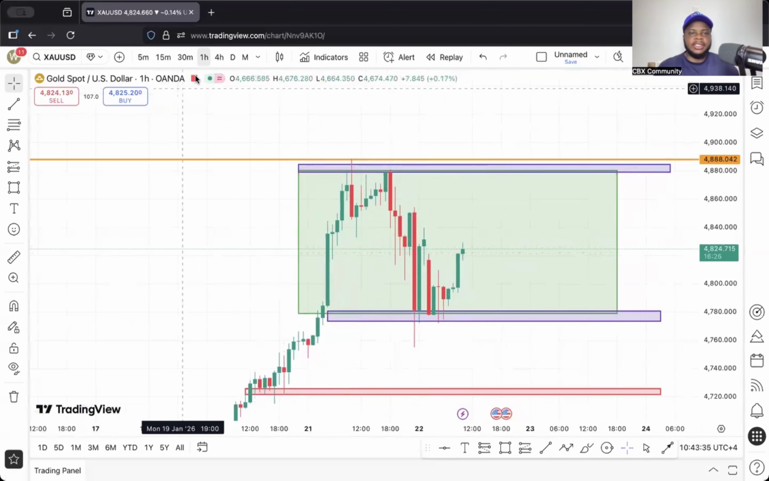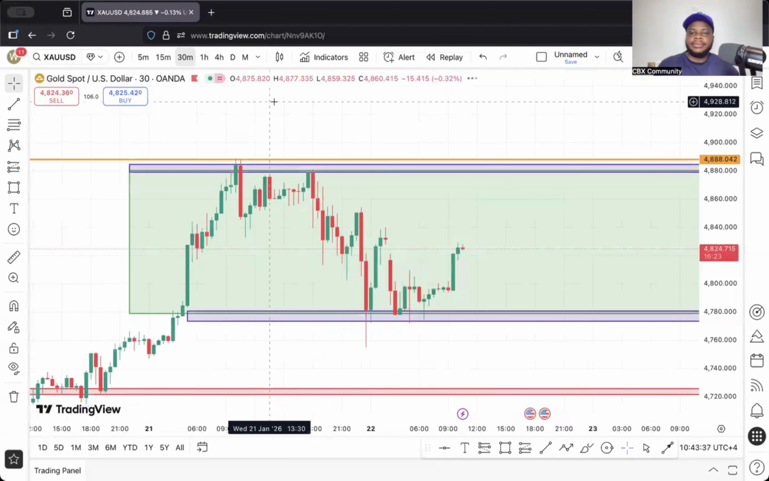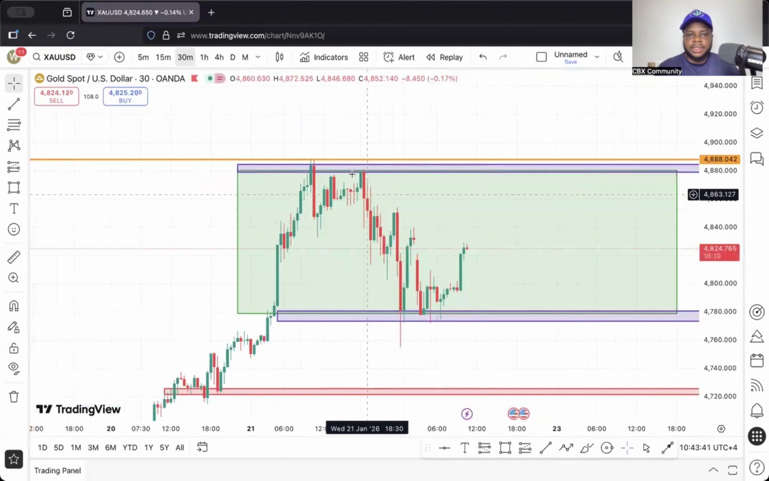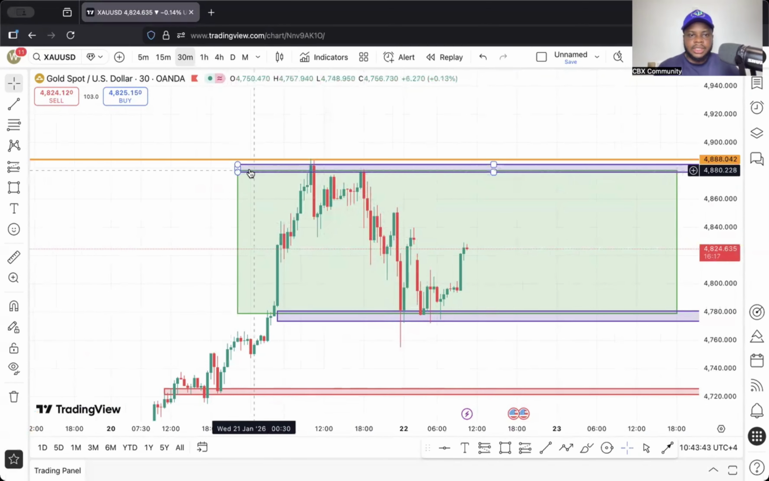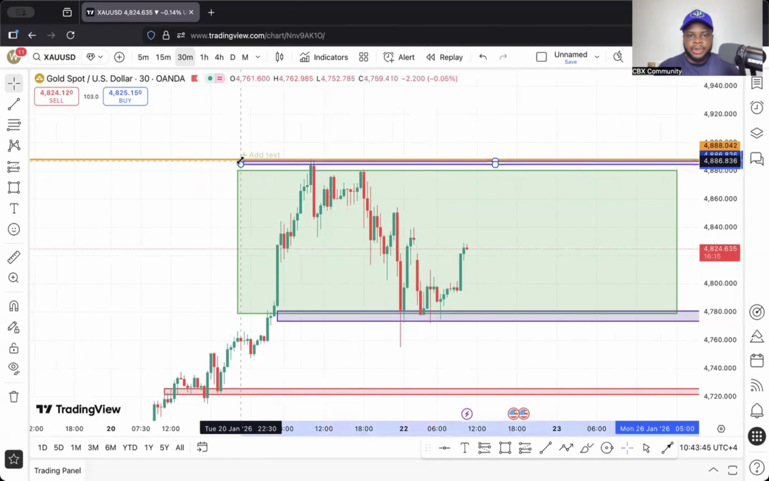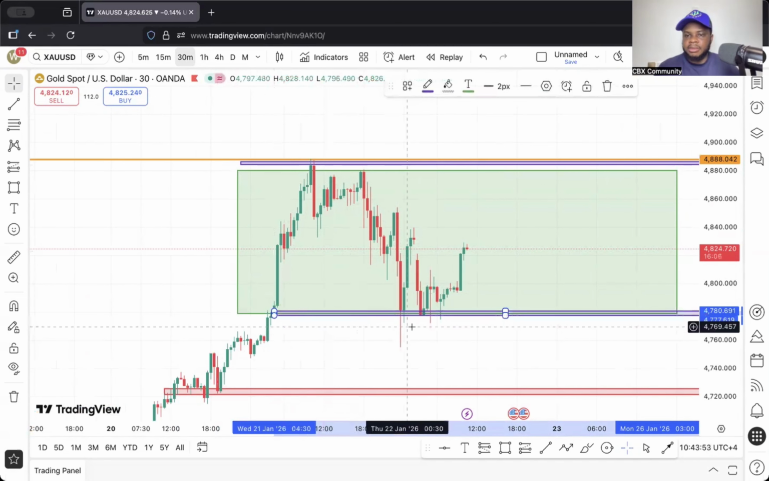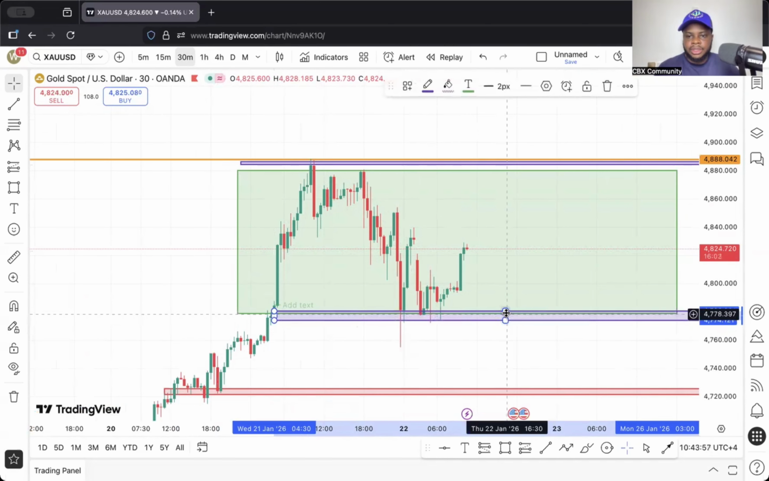So let's go to the 30 minutes. Looking at the condition of the 30 minutes, let's adjust this resistance zone properly here. Then this support zone, let's adjust it. You guys know I love to identify my resistance and my support using the 1 hour and the 30 minutes.